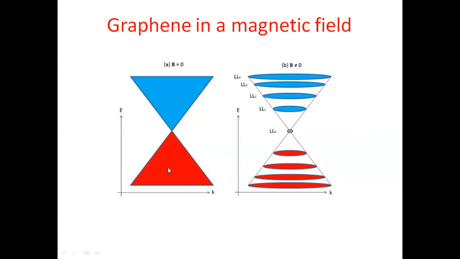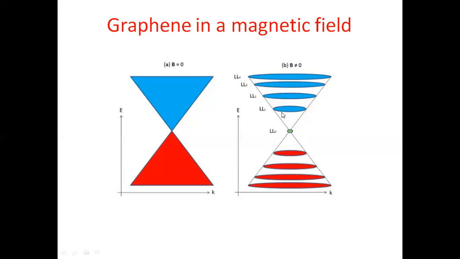So if we plot E versus K for graphene in the absence of magnetic field B, we obtain the linear dispersion relation. If we apply a magnetic field in the Z direction, then the energy levels are quantized, and we have the quantized values of the eigenenergy.